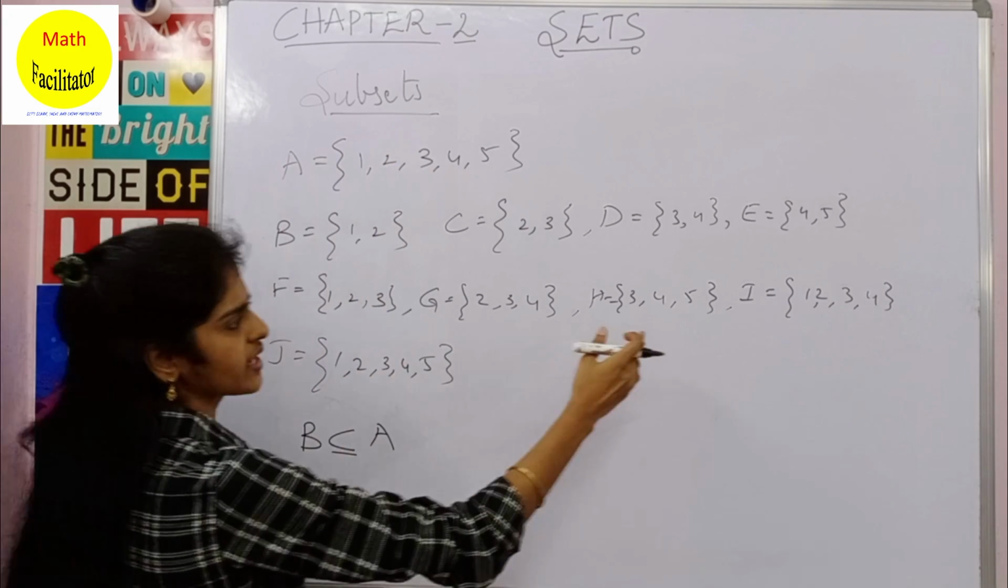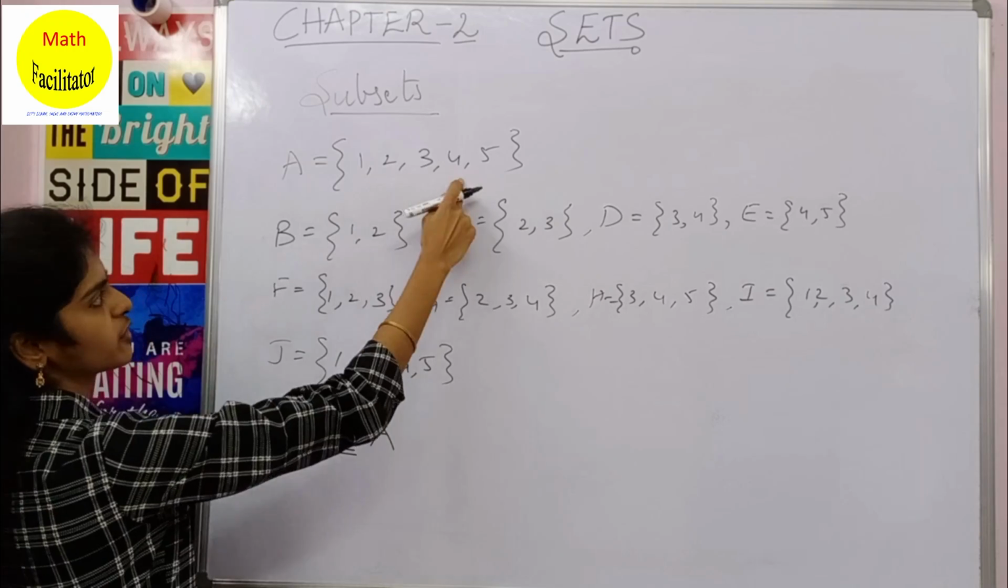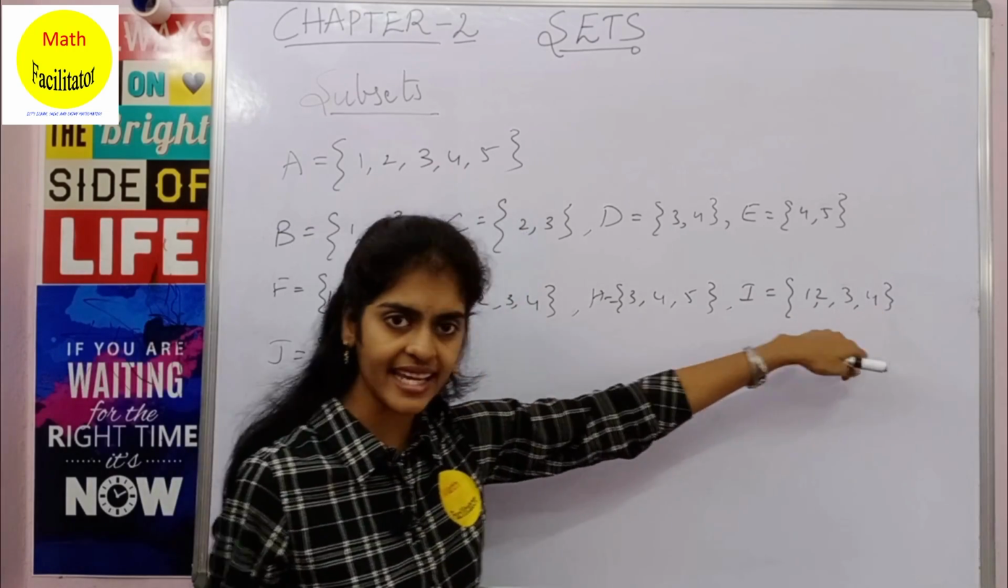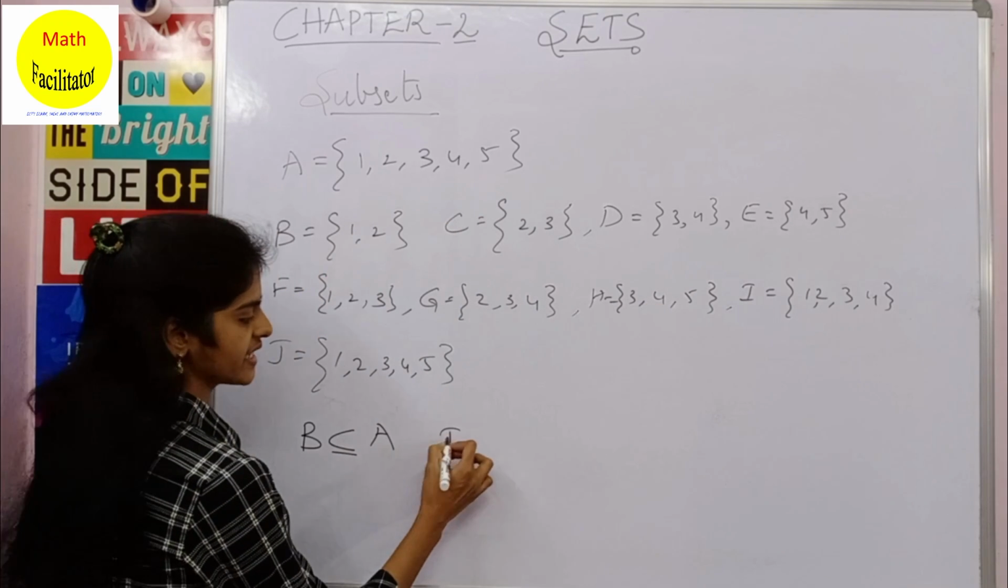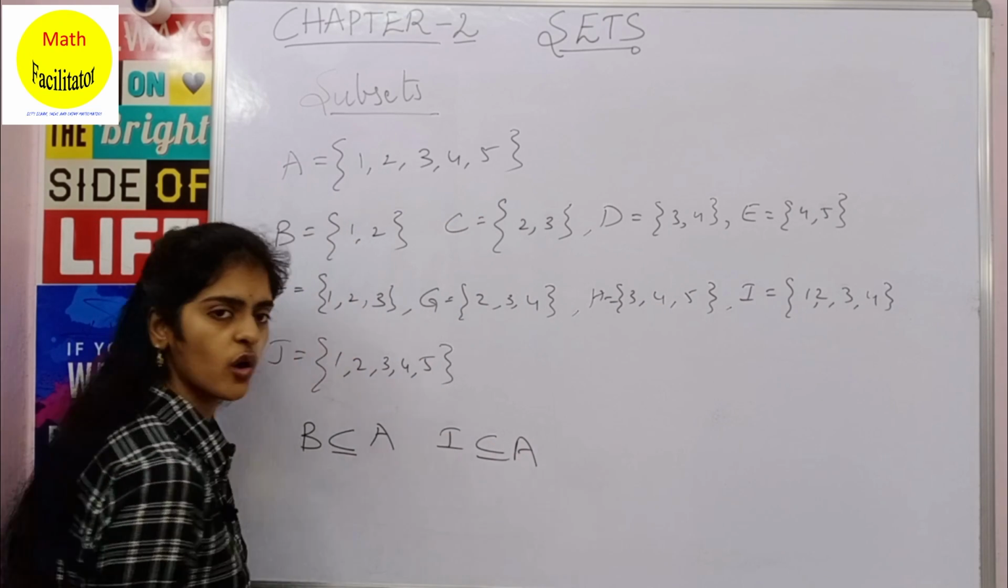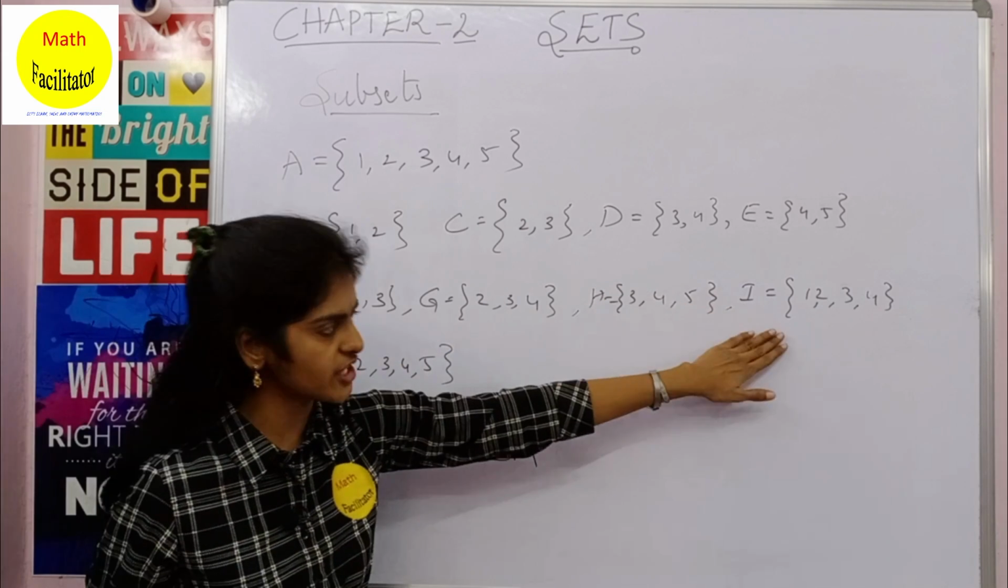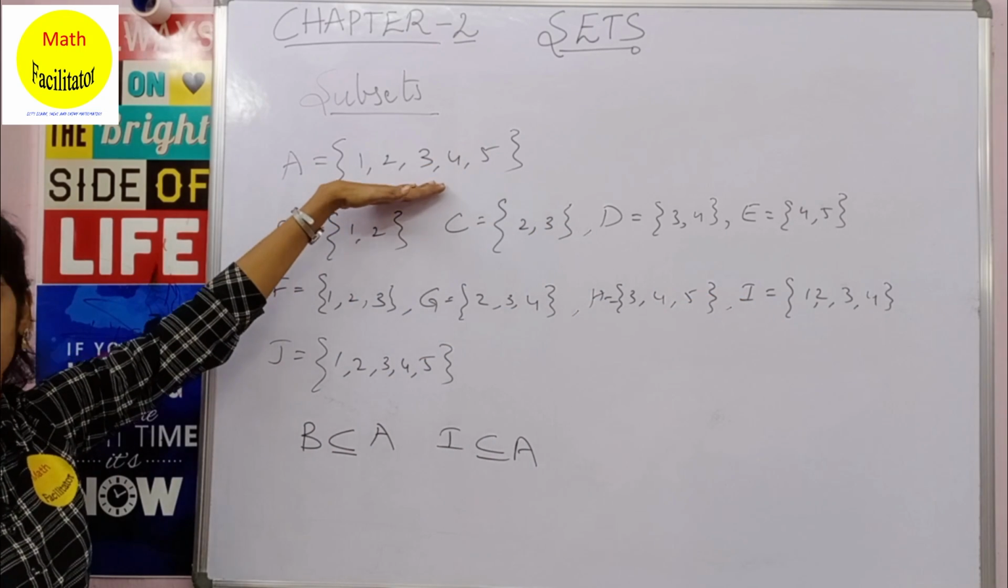Clear? And here you can see 1, 2, 3, 4, and here also you have 1, 2, 3, 4. That means every element of I is an element of A. So you will say I is a subset of A. So you will write it in this way: I is a subset of A. For a subset, every element of this set should be an element of this set.